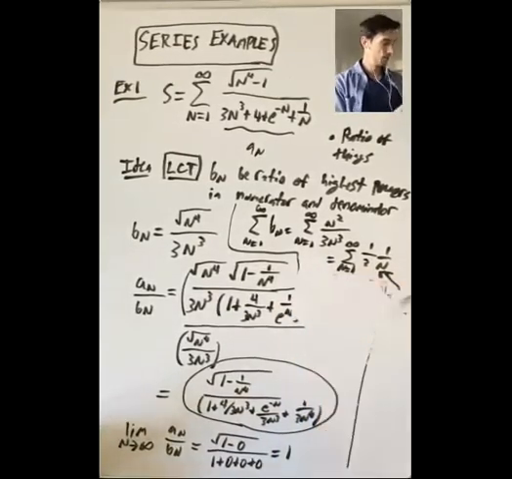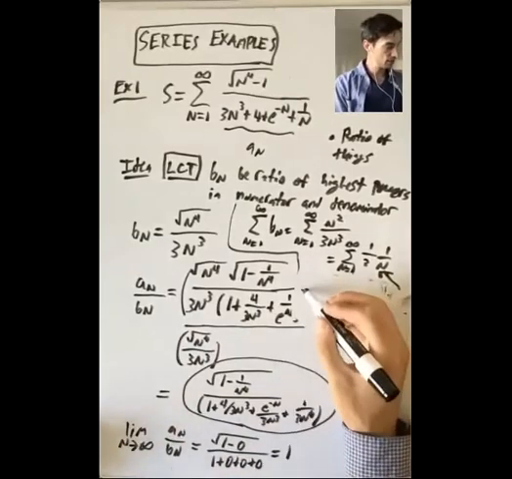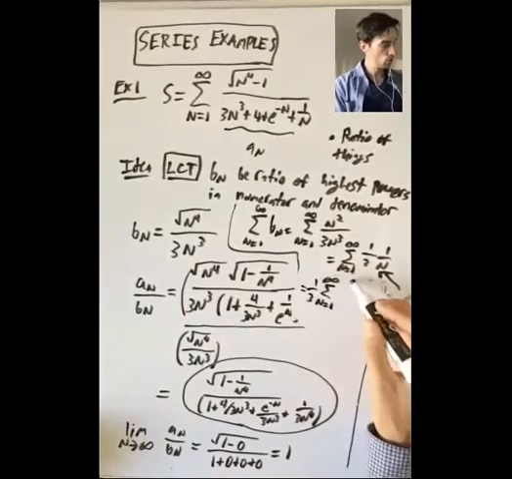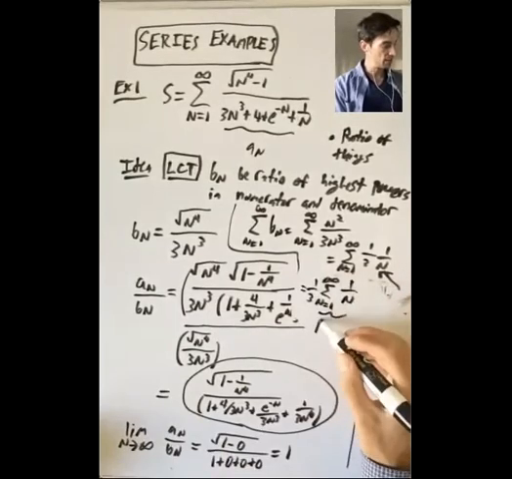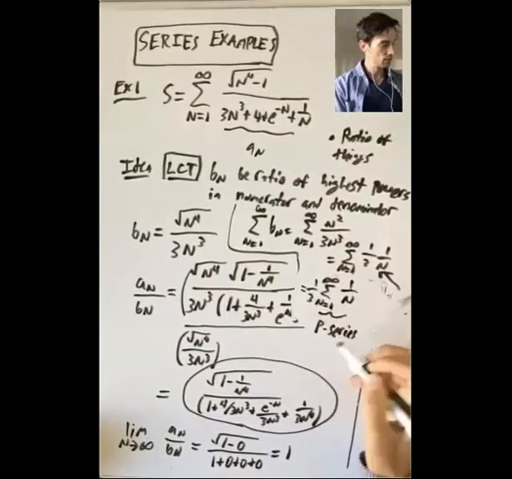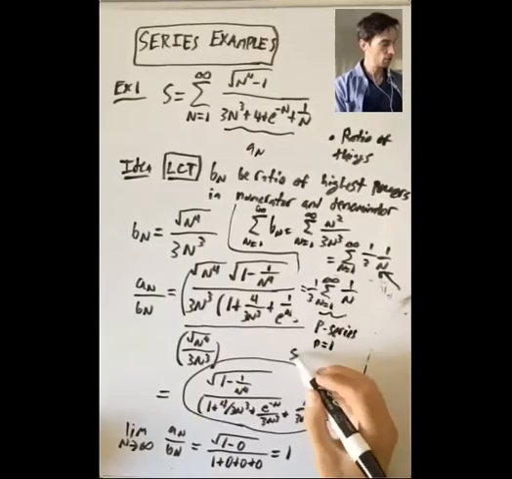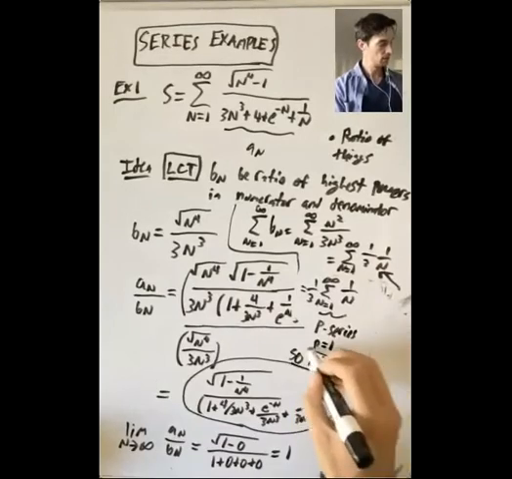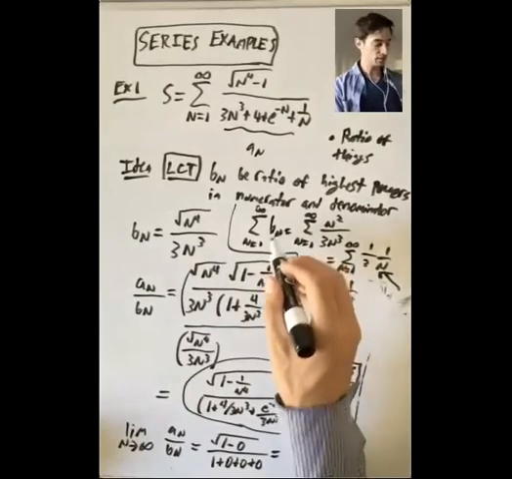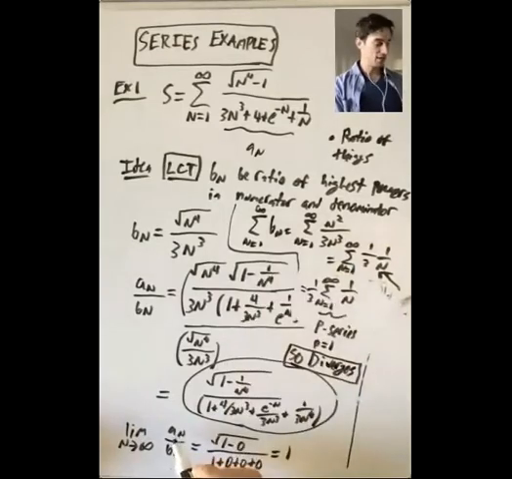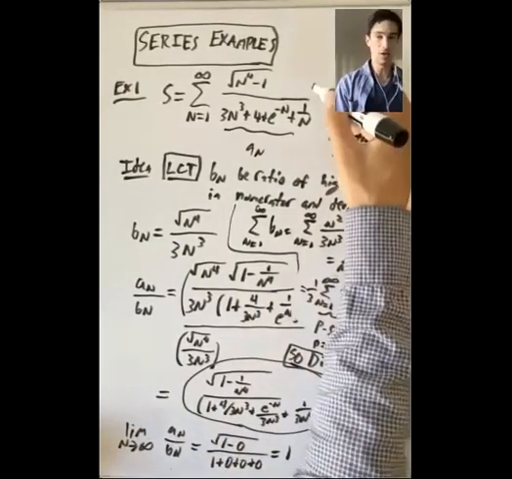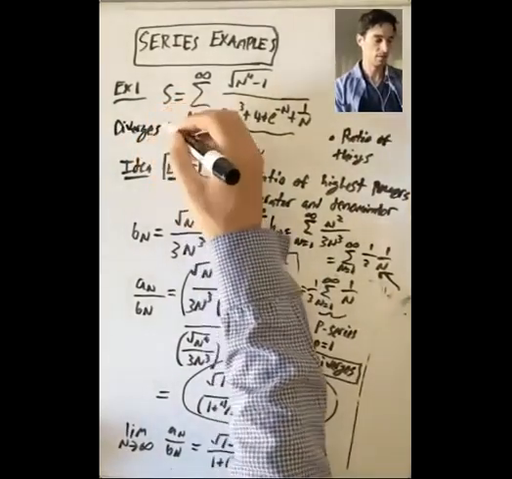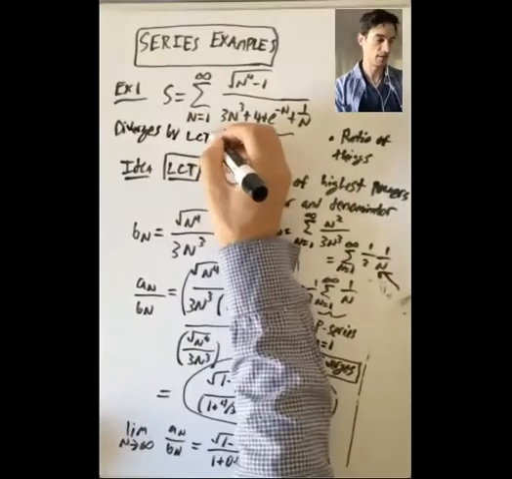This equals 1/3 times the sum n equals 1 to infinity of 1 over n. And this is a p-series with p equals 1, so the whole thing diverges. So the Bn series diverges. The limit as n goes to infinity of an over Bn is 1. So S also diverges by the limit comparison test.